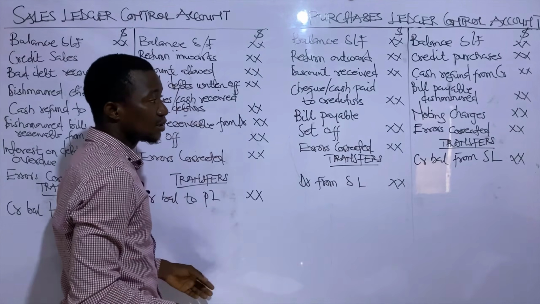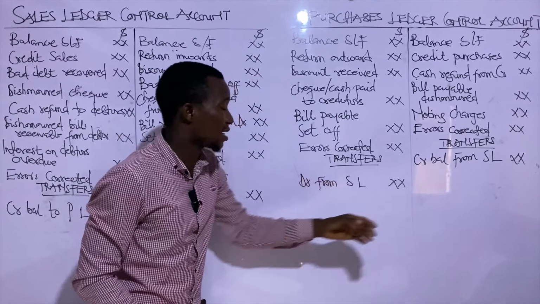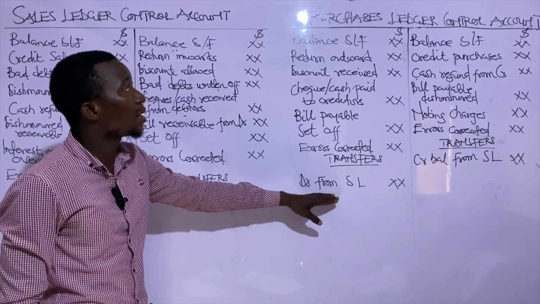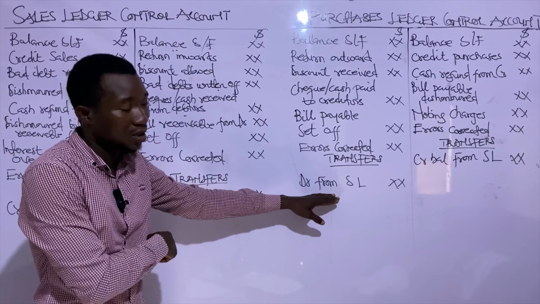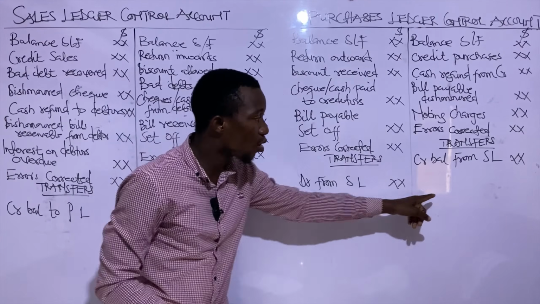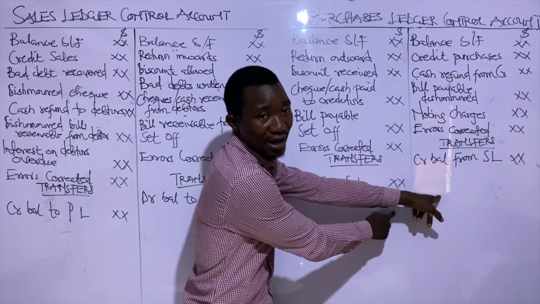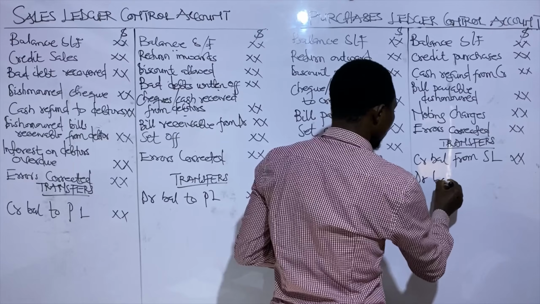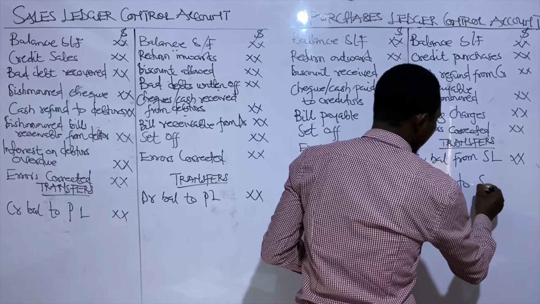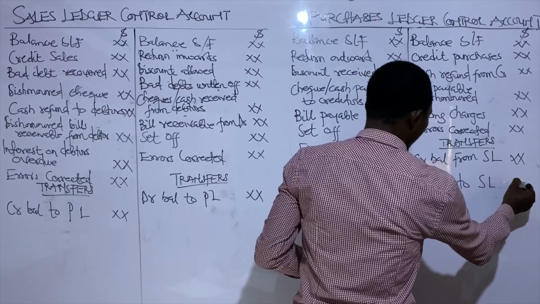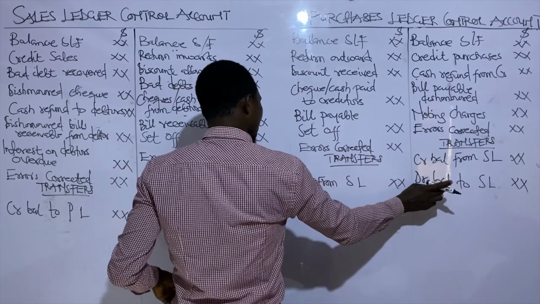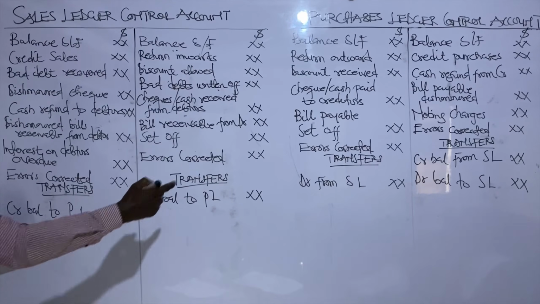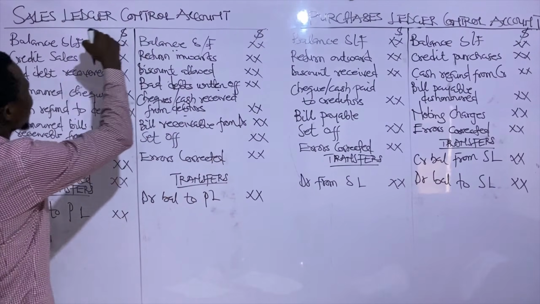Is this clear? Then there could be a transfer from the purchases ledger to the sales ledger as well. You could have a debit balance transferred from the purchases ledger to the sales ledger. So if it is a debit balance, we record it here to write the balance off before we transfer. So if it is a debit balance, we say that debit balance to the sales ledger. We come and record. Then we come to the debit side. We are making the transfers because it is a debit balance from purchases ledger transferred to the sales ledger.